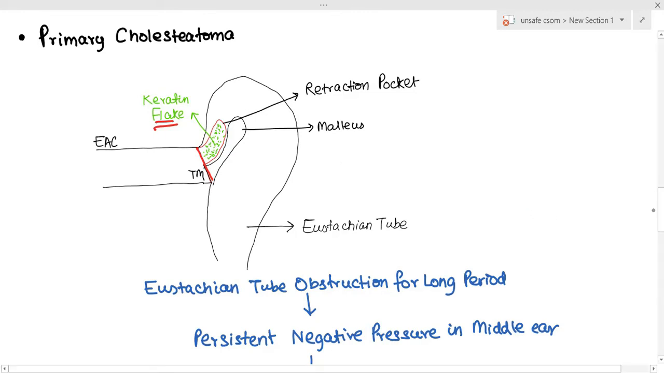Okay, so what you see is normally there is no retraction pocket formed, and the tympanic membrane is intact. Now when there is eustachian tube blockage, eustachian occlusion and blockage for a long time, then there is persistent negative pressure in the middle ear, and there is retraction of the tympanic membrane. The tympanic membrane is retracted inwards.